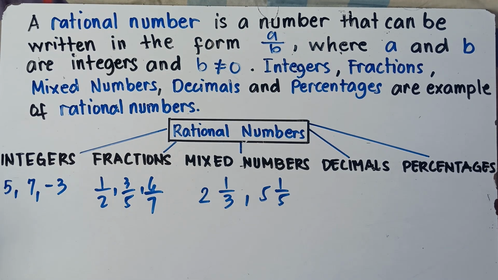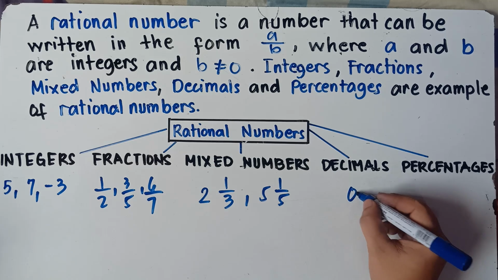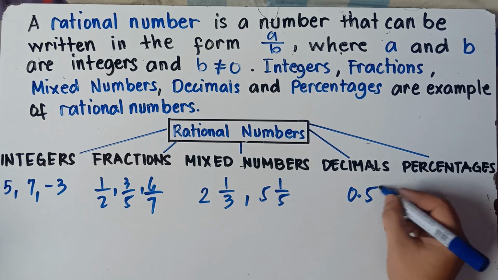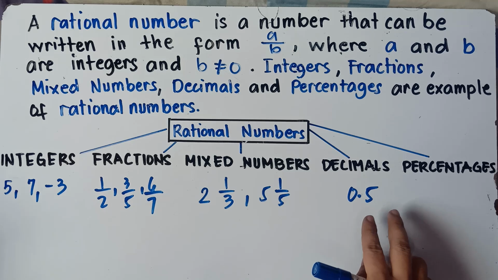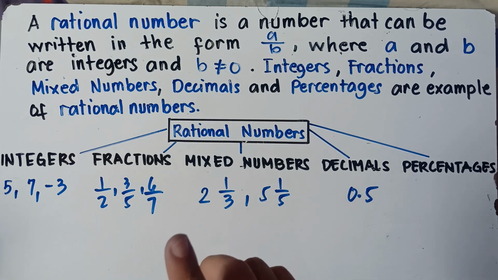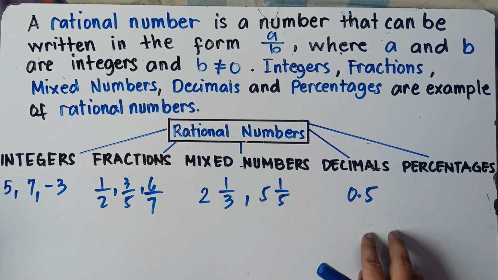Now, let's talk about decimals. Example for decimal, class: if I say 0.5, can I call this a rational number? Yup, you can call that a rational number because you can convert a decimal into a fraction, right? You still remember, class, converting decimals into fractions?